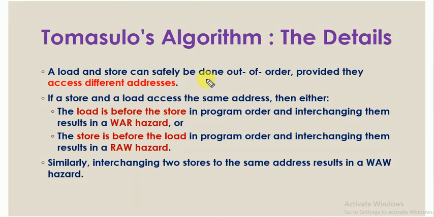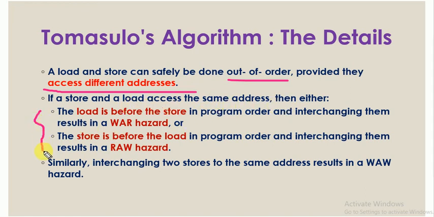Now, a load and a store can safely be done out of order provided they access different addresses. In the case of load and store operations, if both access different memory addresses, they are actually independent operations. That is why they can be executed out of order, because one is not affecting the other's memory address. If a store and a load access the same address, then what can we do?